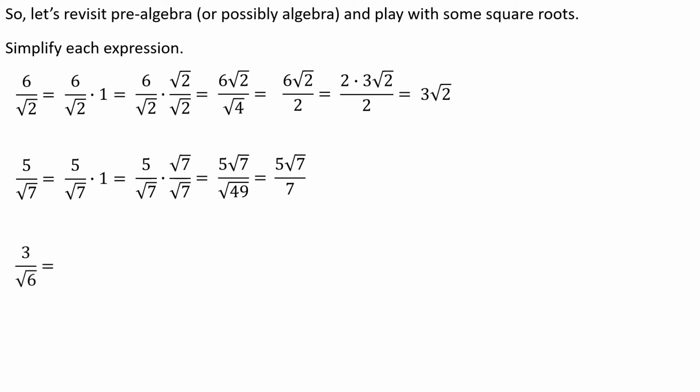Another example. Okay, got to get the square root off the bottom. Let's multiply by the number 1. This time, how do we disguise the number 1? Root 6 over root 6.